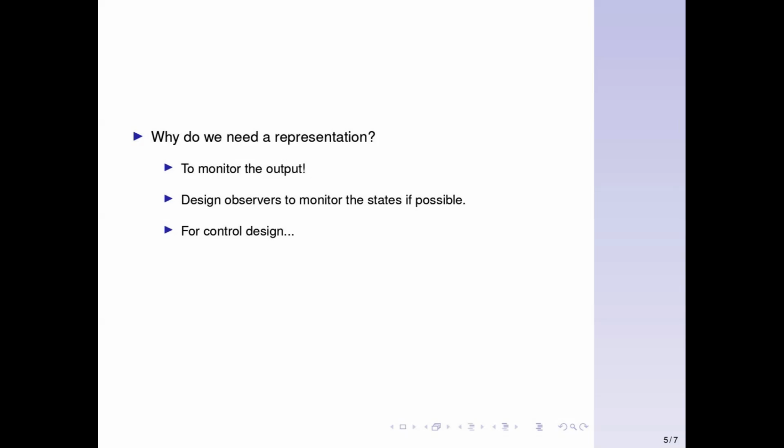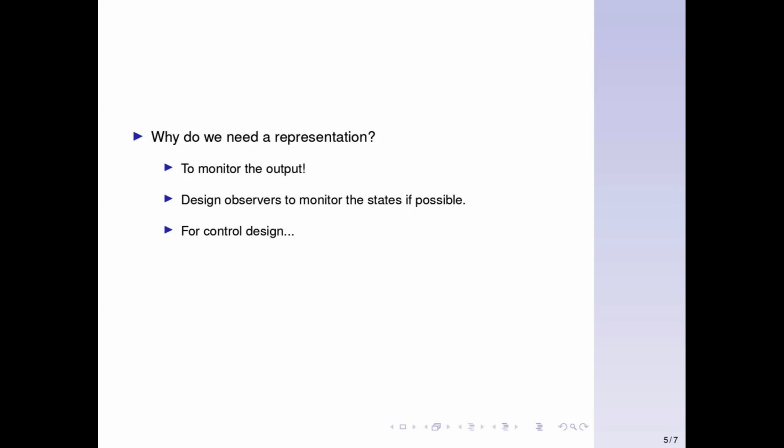Understanding the system. A representation serves as a mathematical model that helps us comprehend the behavior of complex systems. It's like having a map before embarking on a journey. Without a representation, we'd be navigating blindly, but with it, we gain insights into how the system responds to inputs and changes over time.